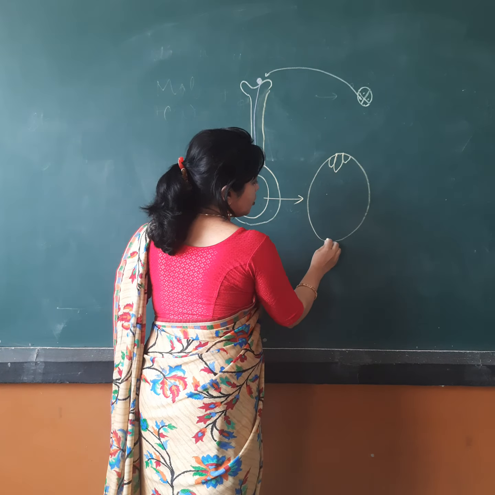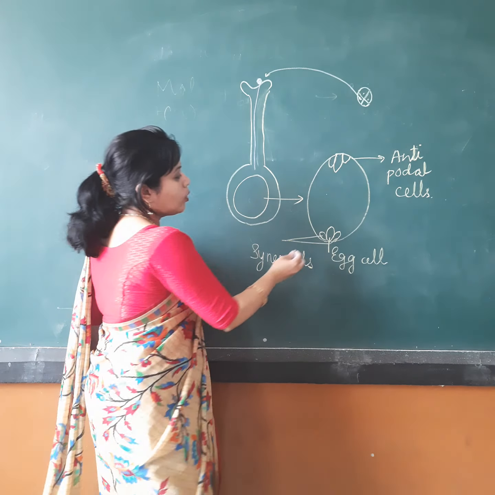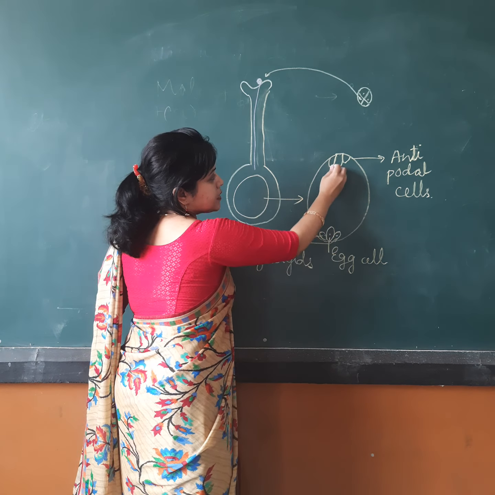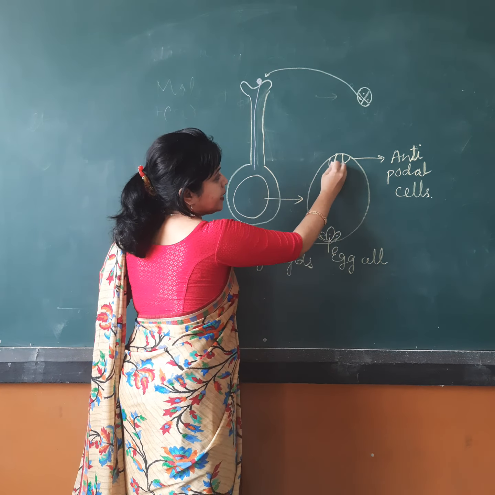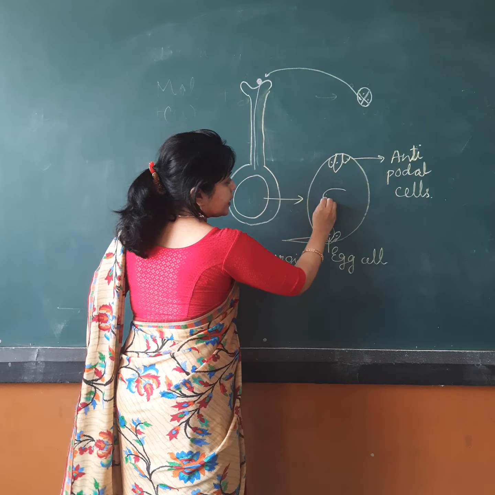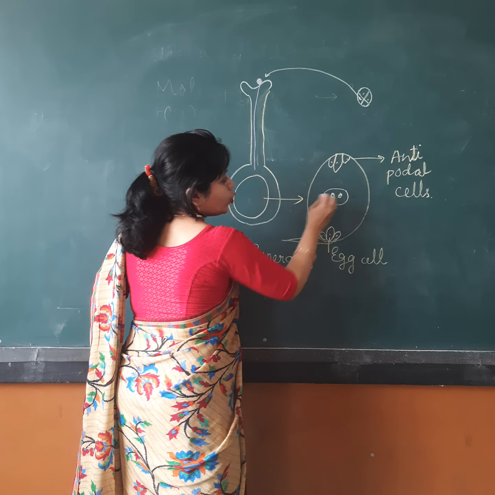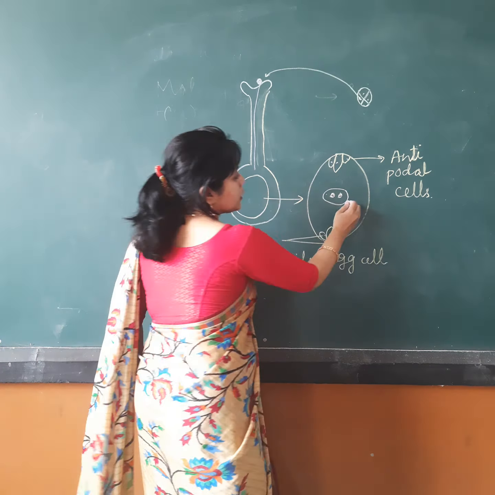and opposite to this, the three cells present here, these are called antipodal cells. Okay, all these are having one nucleus inside. Only the cell that is present in the center, one cell, is having two nuclei inside it. So this cell is called the polar cell, and the two nuclei present inside it are called polar nuclei. Okay, this is the detailed structure I have drawn. This is the ovule structure.